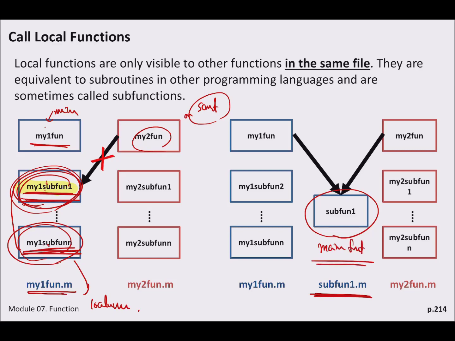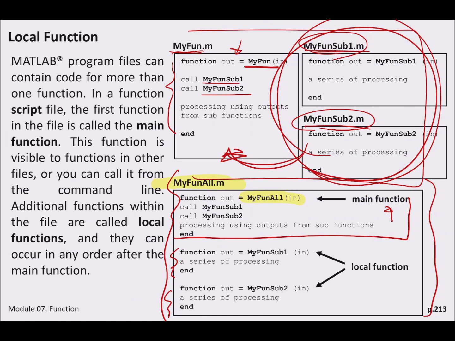Okay, does it make sense? These are the major differences between the main function and the local function. But there's a way to call the subfunction, called the function handle, but you don't need to know that at this time. Okay.